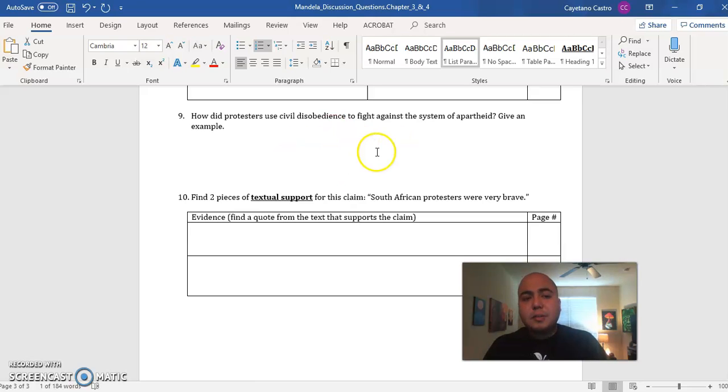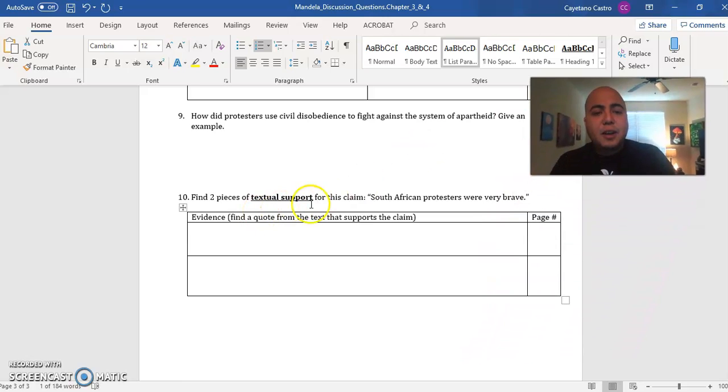fight the unjust laws. And then the last question, find 2 pieces of textual support for this claim: South African protesters were very brave. How do we know that they were very brave? Find evidence in the text. You can type it in word by word, and then the page number. Find 2 examples, and then you'll be done. And that's all you have to do for my class for tomorrow's Tuesday lesson.